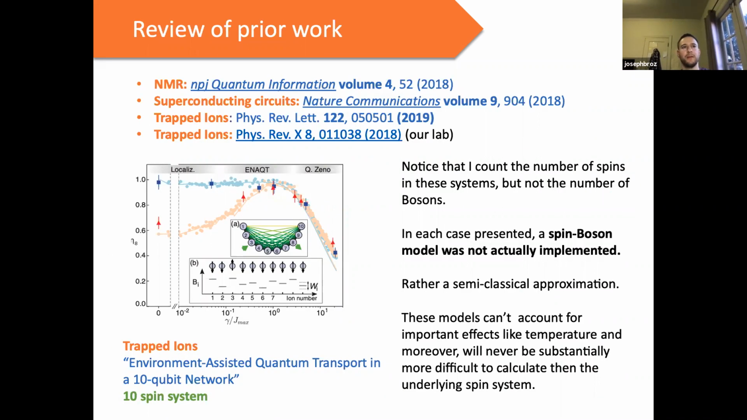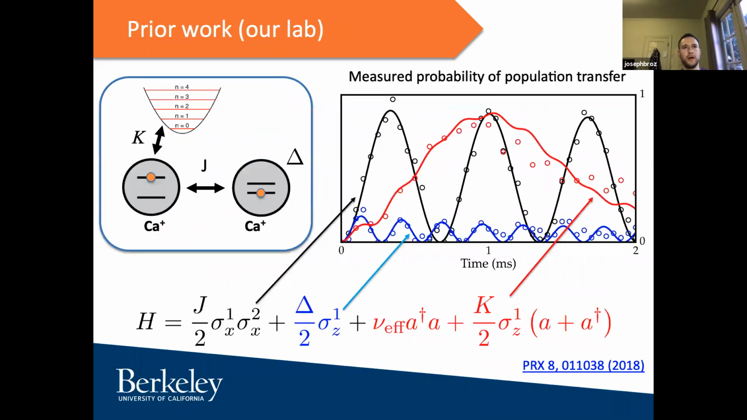Okay, so now I want to briefly talk about the experiment that was done in our lab, and it's kind of on the other end of the spectrum. The experiments I just talked about had more qubits, and, though I didn't show them, they also had fairly complicated environments. In most cases, they implemented at least Lorentzian spectral densities for the coupling to the environment. We have something that's extremely simple. In fact, the simplest possible many spin-boson model you can possibly make.